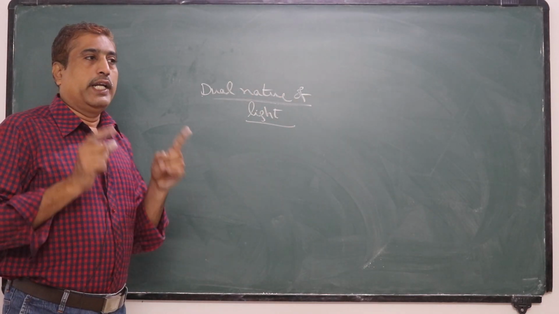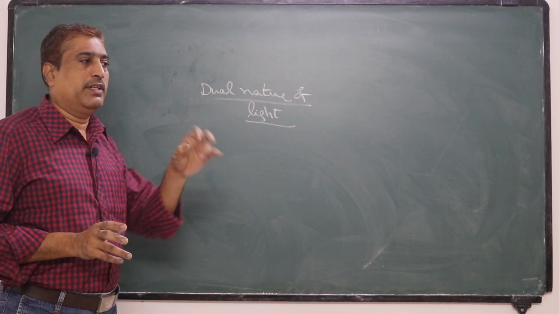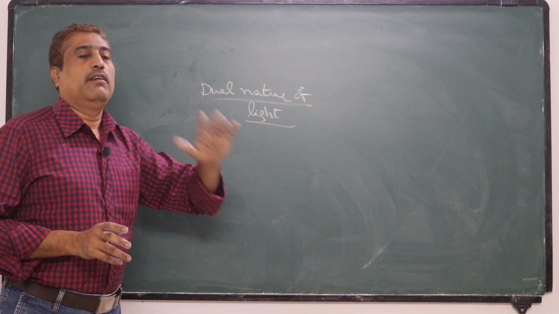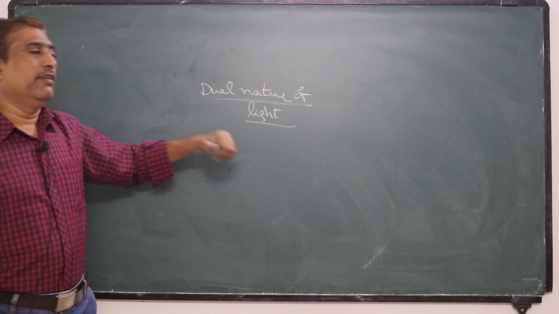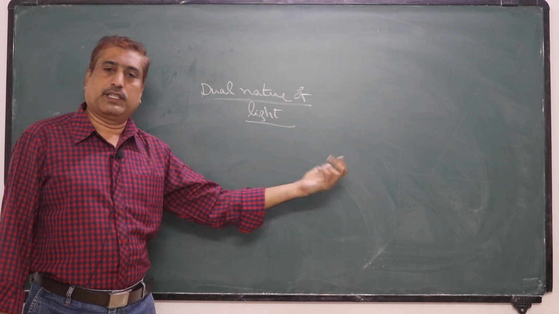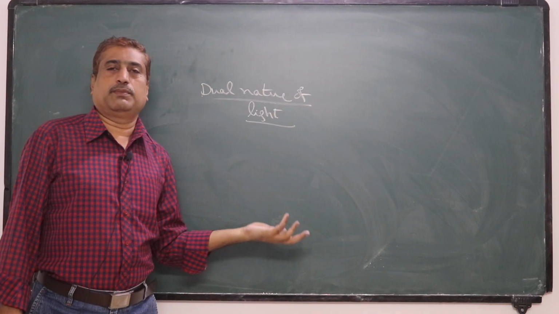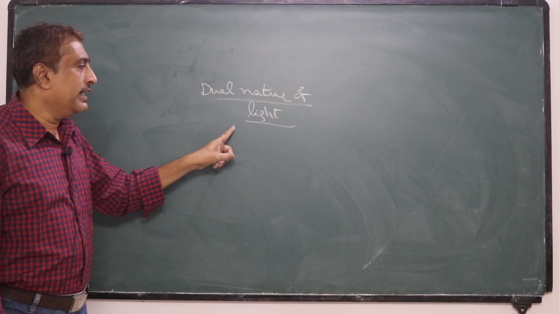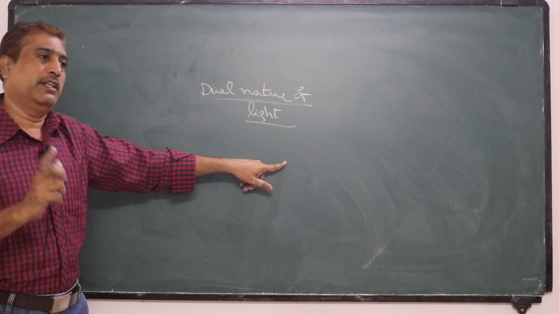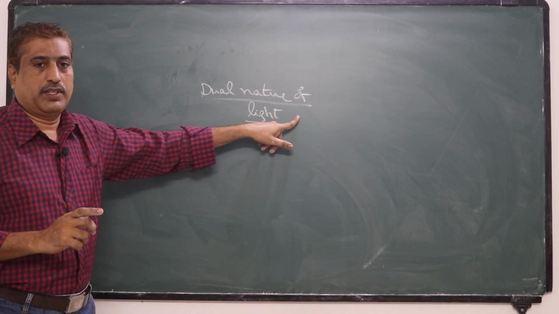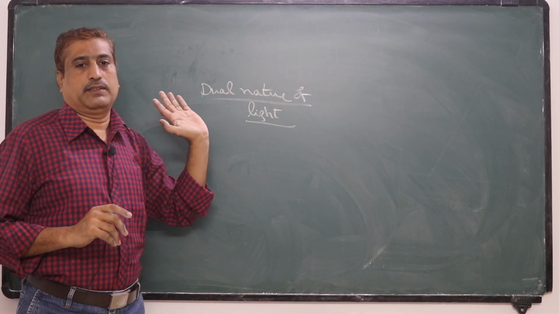But it cannot exhibit both the natures simultaneously. That means at the same time it can't exhibit both wave nature and particle nature. When it is exhibiting particle nature, it can't exhibit wave nature. If it exhibits wave nature, it can't exhibit particle nature. Now, when does it exhibit wave nature and when particle nature? When radiation interacts with radiation, it exhibits wave nature. When radiation interacts with matter, it exhibits particle nature.